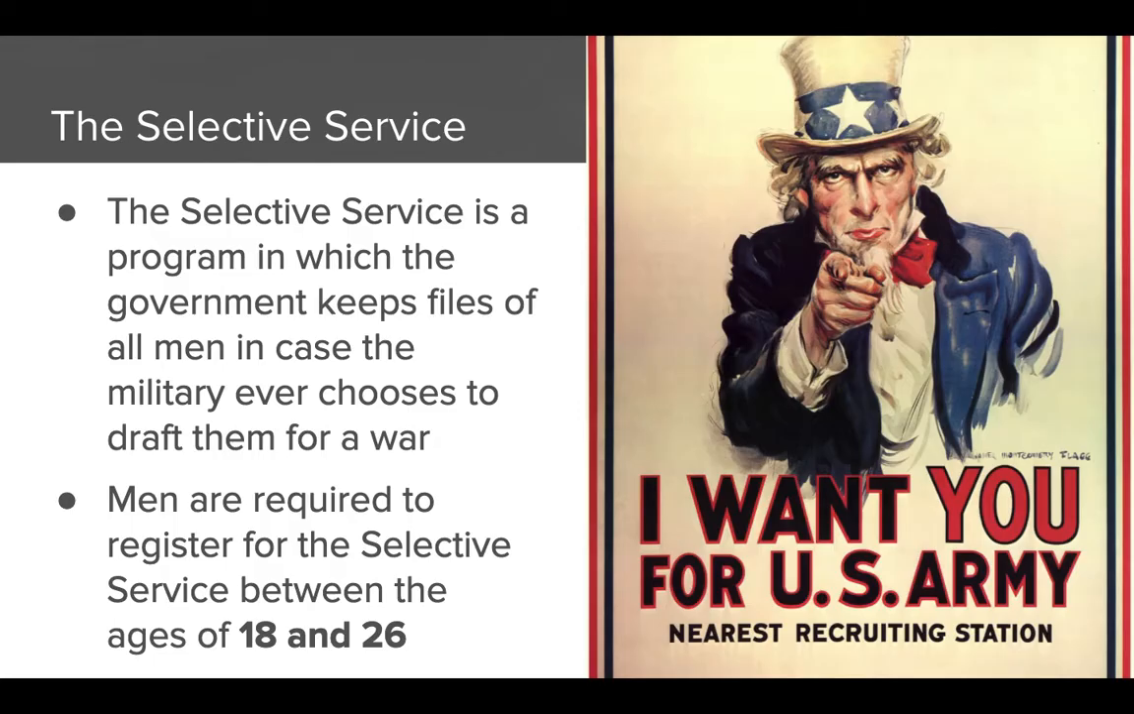Okay, so now America Today. We're going to get into the second part of our new information. First we'll start with the Selective Service. The Selective Service is also known as the draft. It is a program in which the US government keeps files of all men in this country in case the military ever chooses to draft them for a war, so to force them to go fight in a war. Men are required to register for the Selective Service between the ages of 18 and 26.